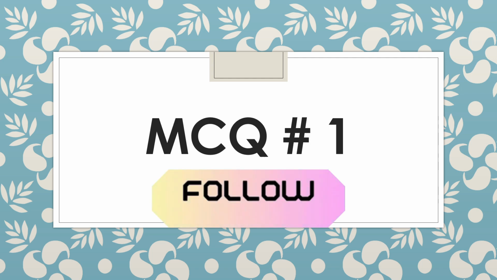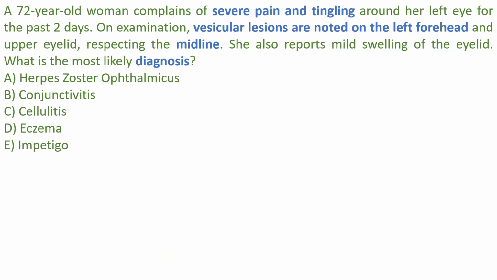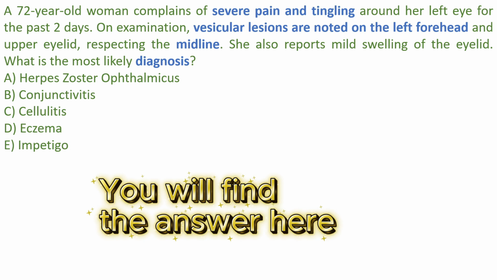Multiple choice question number 1. A 72-year-old woman complains of severe pain and tingling around her left eye for the past 2 days. On examination, vesicular lesions are noted on the left forehead and upper eyelid, respecting the midline. She also reports mild swelling of the eyelid. What is the most likely diagnosis?